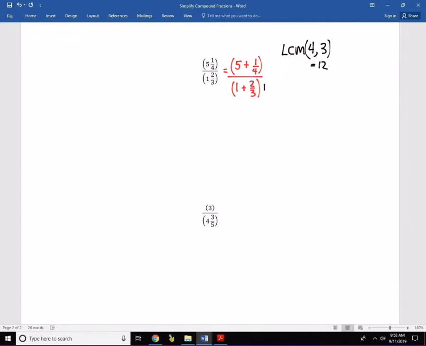I'm going to multiply top and bottom by 12. Please note, multiplying top and bottom by 12 is really multiplying by 12 over 12. 12 divided by 12 is 1. So I'm not changing the value of this fraction. I'm just changing the way it looks.